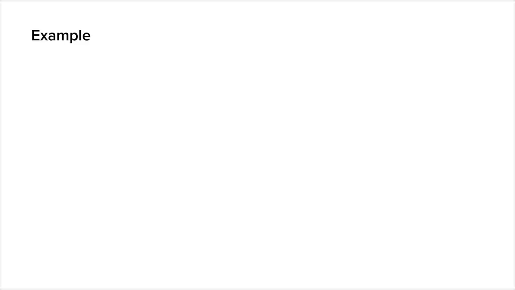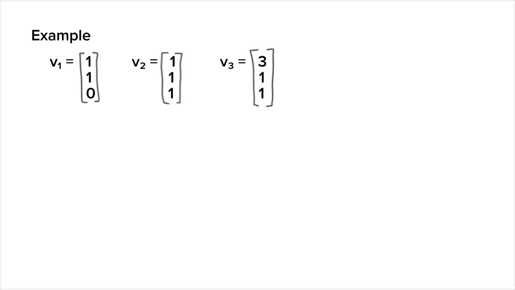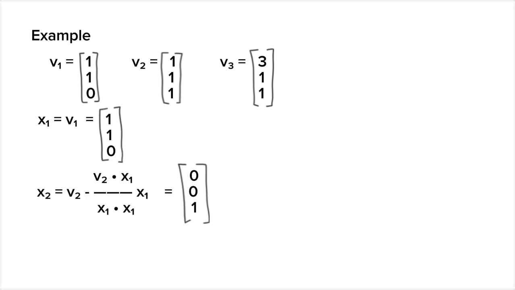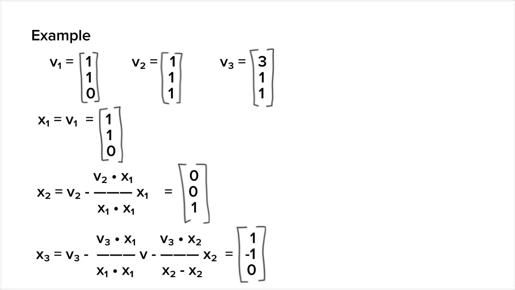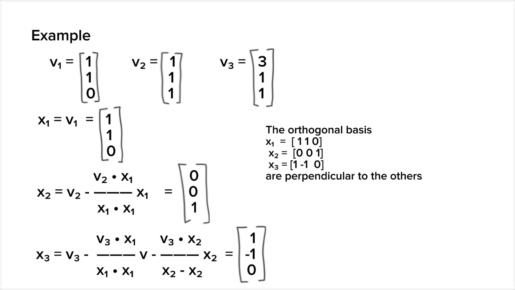Let's apply the Gram-Schmidt process to an example. Suppose we start with v1 equal to 1, 1, 0, v2 equal to 1, 1, and 1, and v3 equal to 3, 1, and 1. After going through the steps, we end up with an orthogonal basis: 1, 1, 0, 0, 0, 1, and 1, -1, 0. Notice that each of these final vectors is perpendicular to the others, which is exactly what the Gram-Schmidt process is meant to achieve.